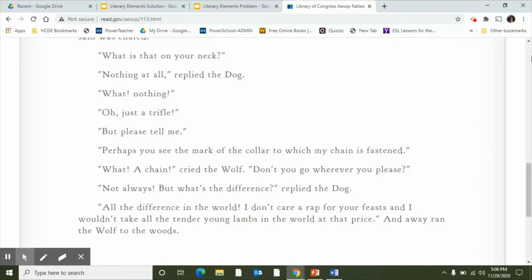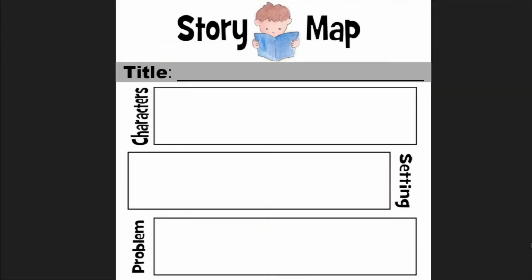So, friends, here we saw another problem, right? The other problem is that the wolf is not willing to give up his freedom for food. So there we have it. Let's go back to our graphic organizer and put all of this information together. Now let's go ahead and complete our story map. This is what you are going to be doing on your own once you complete your own story, but this one we will do together.